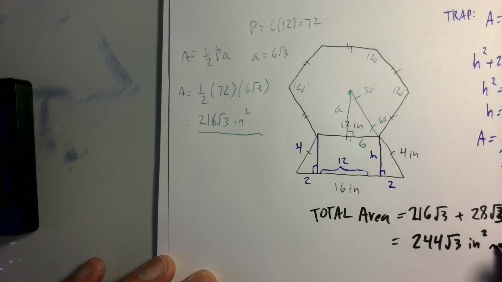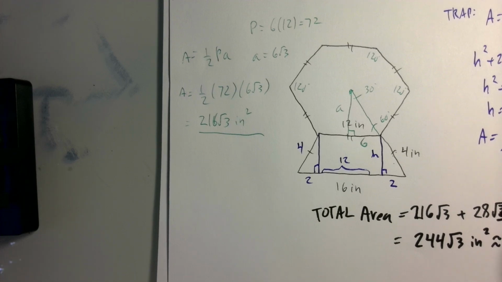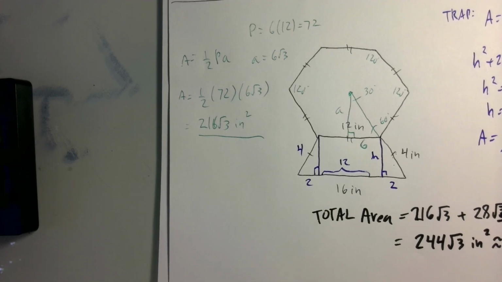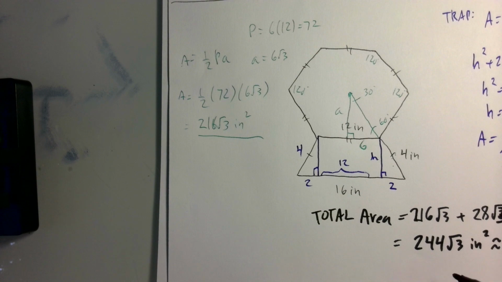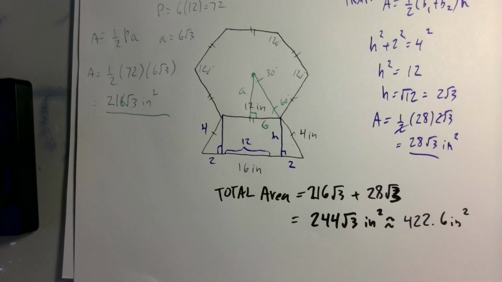And if you wanted to round off, you could type all that into our calculator. Times, let's see, square root 3. So I got about 422.6. Oh, sorry, can't see that. Okay, so that's how we work with composite figures. Divide and conquer. Area of smaller parts, add together, and that's it.